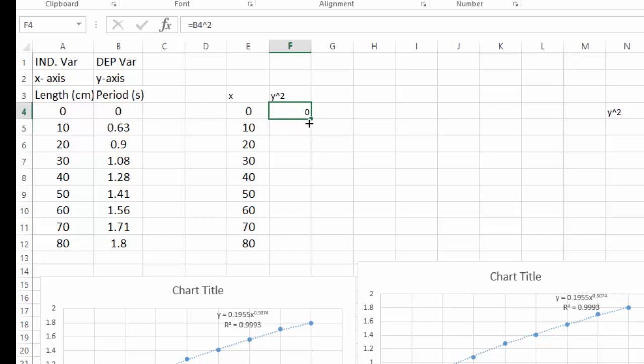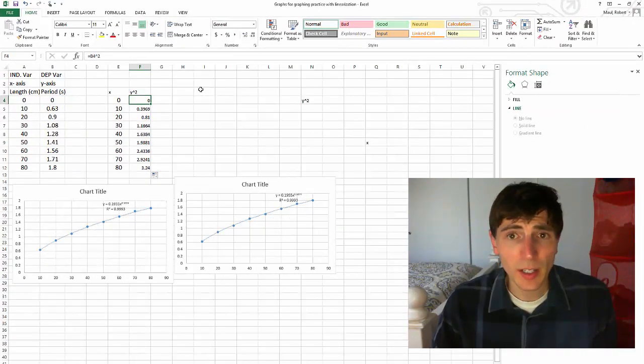So I'm going to drag this down, and it's going to copy that equation to every single one. Now what I have in this data table is my x, or my length, and then I have my y squared. All I did was take my y column and do a little manipulation. So now I have these two columns here. Now remember, we're trying to plot y squared versus x.